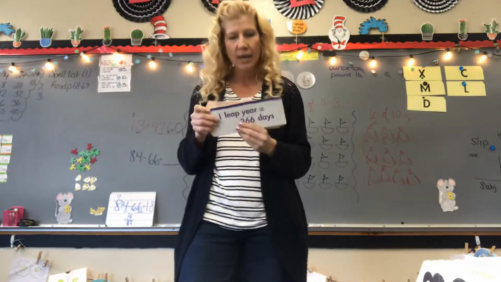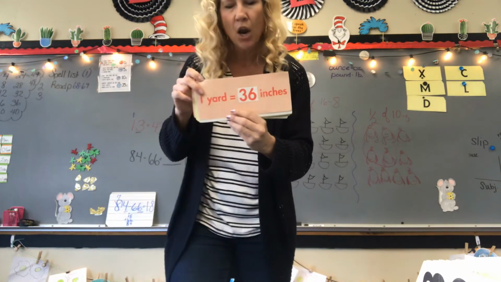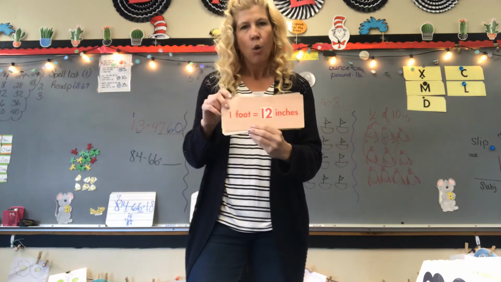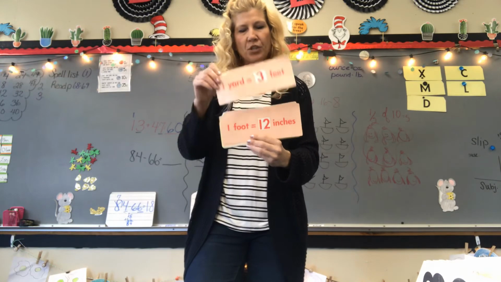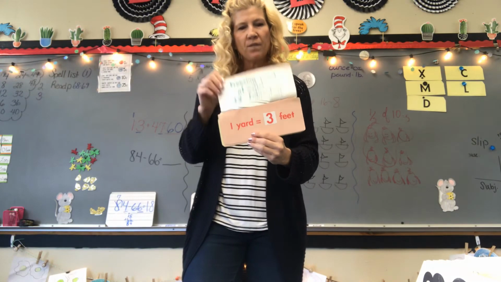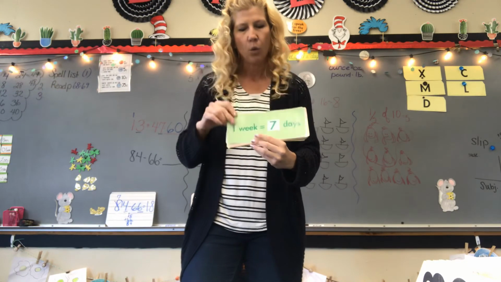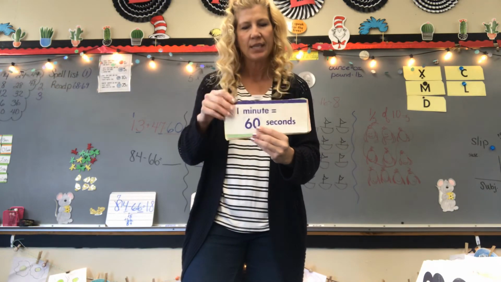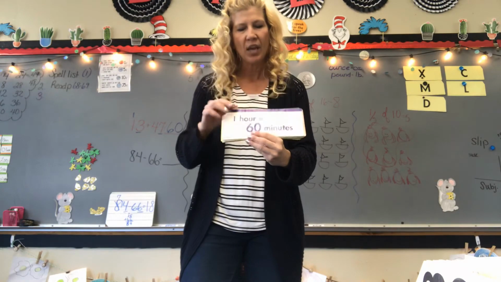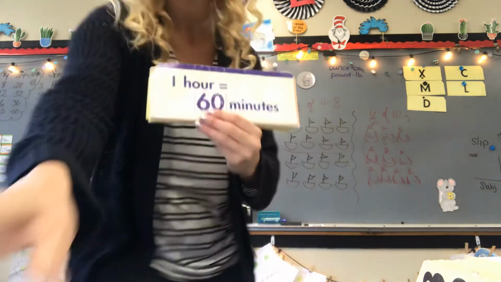Now, the last thing that I want to do with you for today, I want to see how you're doing on your facts. So let's go ahead and say our facts. 1 yard equals 36 inches. 1 foot equals 12 inches. 1 yard equals 3 feet. Freezing point of water equals 32 degrees Fahrenheit. 1 week equals 7 days. 1 minute equals 60 seconds. 1 hour equals 60 minutes.